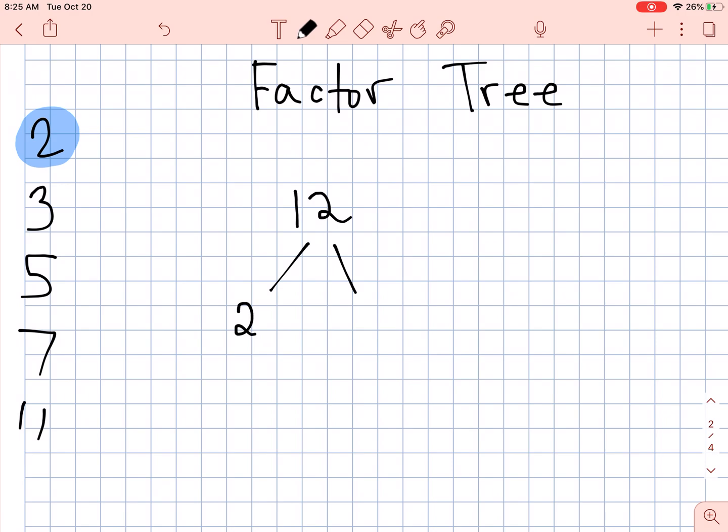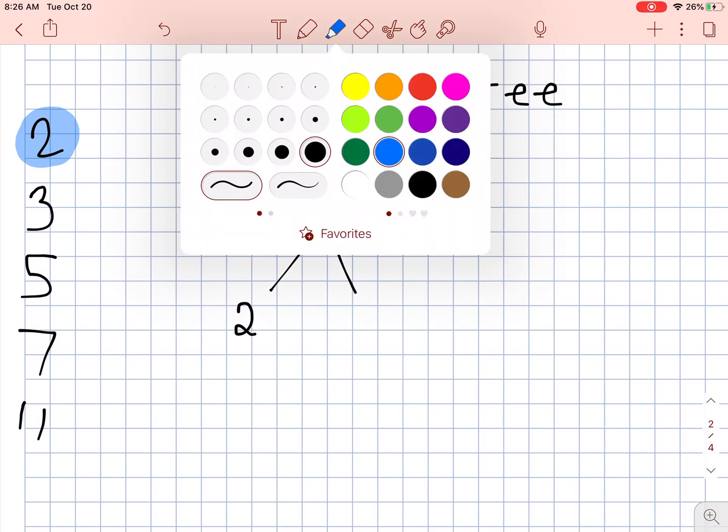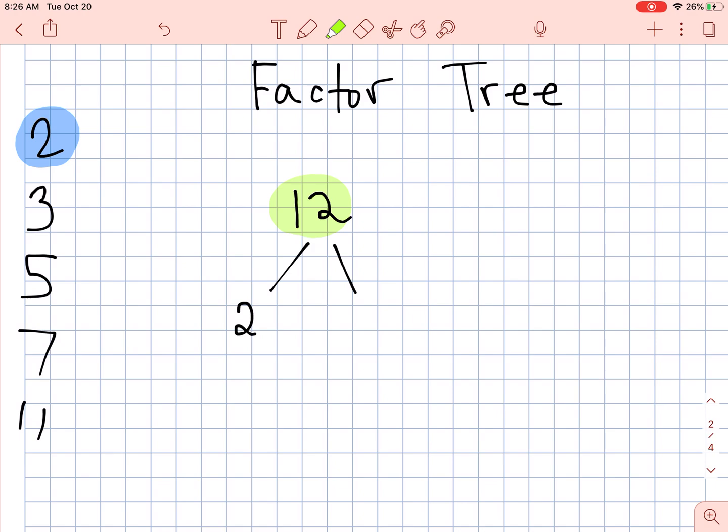They're very solid. And we're going to take our number 12 that we're going to start with here, and we're going to start by really asking, can we chop up 12 by 2? Is 2 a factor of 12? So can I multiply 2 by anything to make 12?